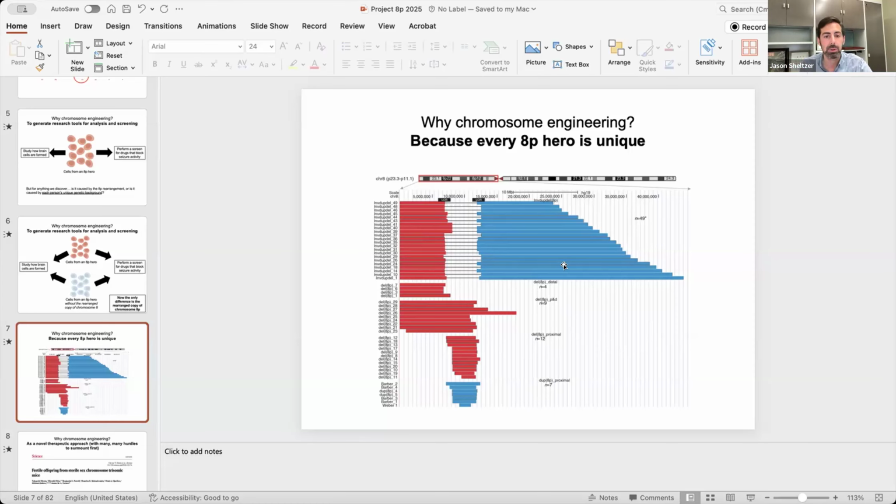We will be receiving additional cells from Project 8p, and we're going to be continuing this work to look at cells from at least one additional 8p hero and potentially from more 8p heroes as well. So yes, we think that it will work in other 8p rearrangements, and we will be moving forward with that work in the next few months.